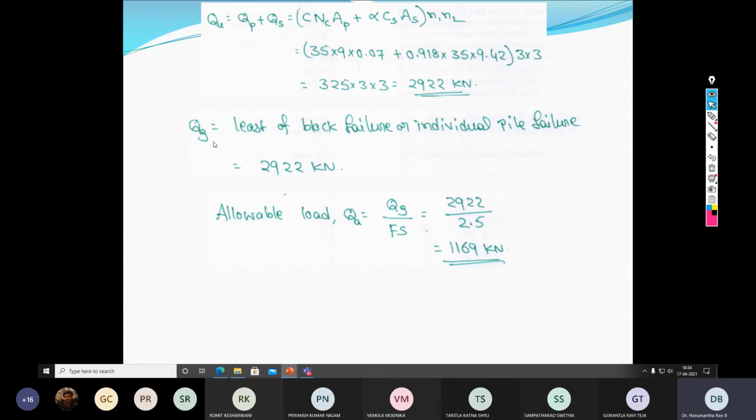So QG is nothing but the least of block failure or individual pile failure. Here again we are getting the least as individual piles, therefore 2922. And the allowable load, Q allowable, is equal to QG by the factor of safety, 2922 divided by 2.5, so 1169 kilonewton approximately. Please note down.